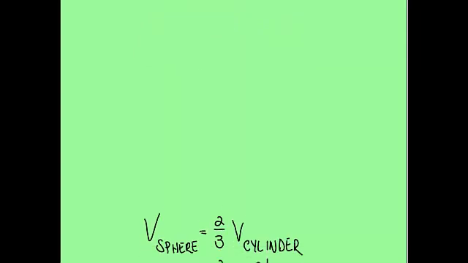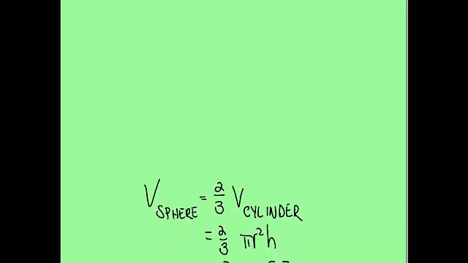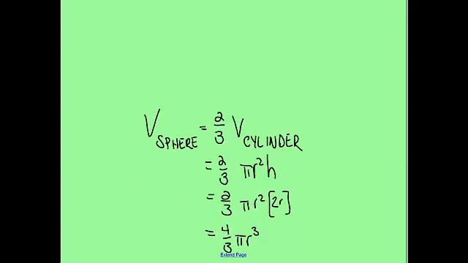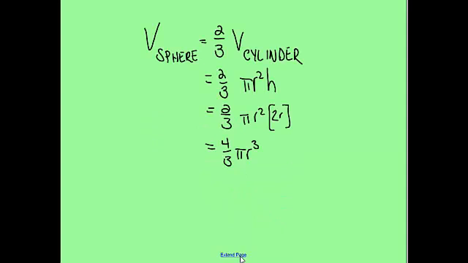Now, if we plug in the formula for volume of a cylinder, pi r squared h, and simplify, the height is twice the radius. And if I simplify, I get 4/3 pi r cubed. So that's another way to visualize and then use that information to derive the formula for the volume of a sphere.